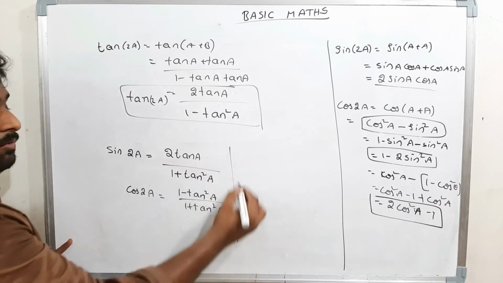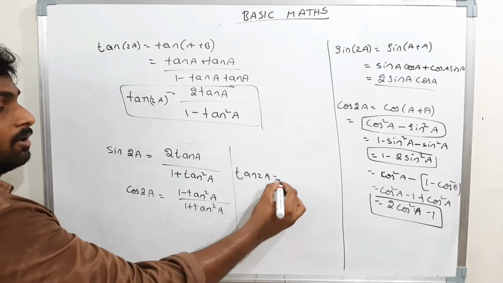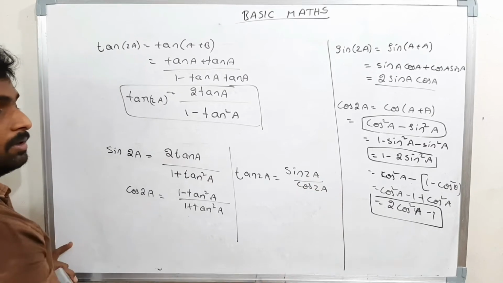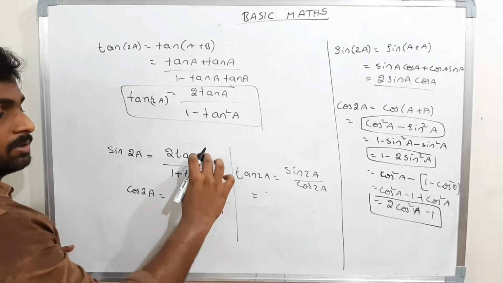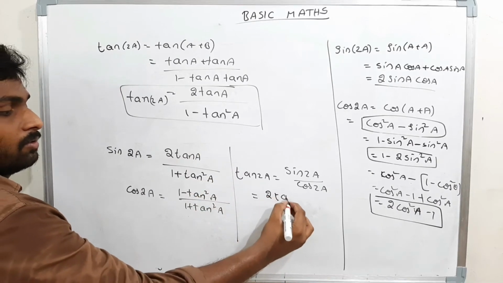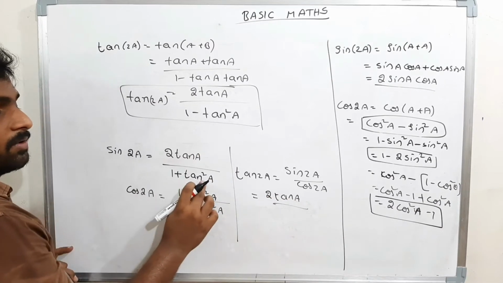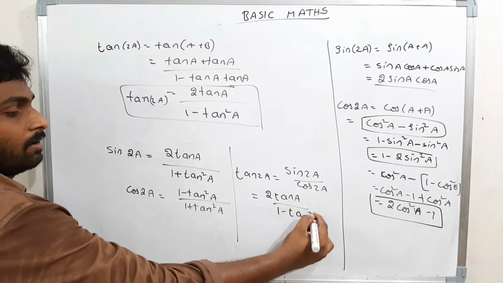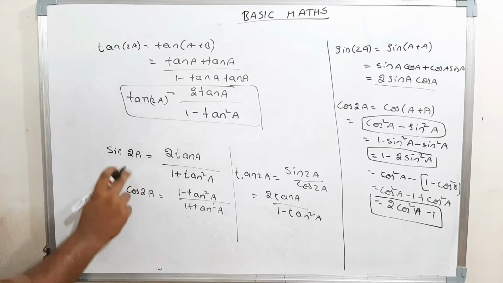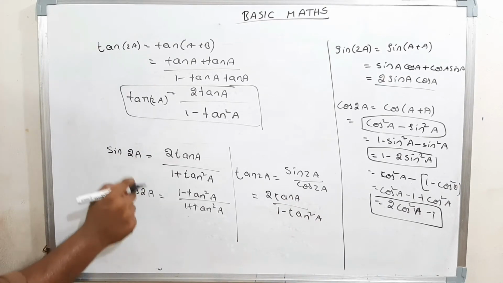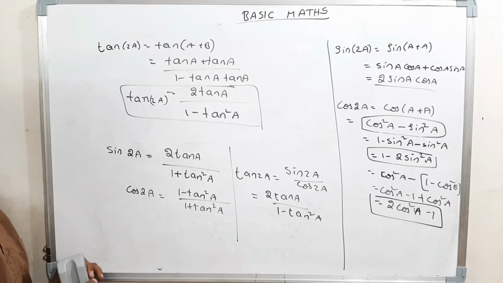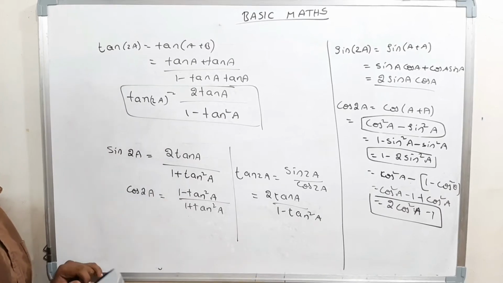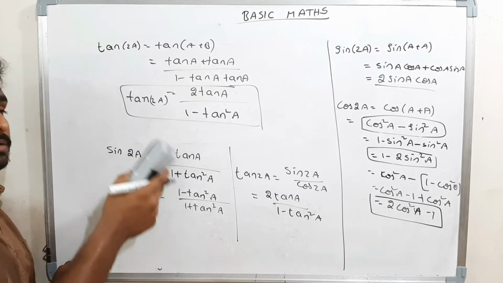And what is tan 2A? Tan 2A is equal to sin 2A by cos 2A. Just divide these. What will you get? 2 tan A by 1 plus tan square A, and the 1 plus tan square A will be cancelled off. What is remaining? 2 tan A by 1 minus tan square A. For sin, we sometimes use this formula also. Please remember that. Okay. Now next one. I think this is clear for everyone. Please remember the formulas. You already studied this in your school days, but just remember the formulas.